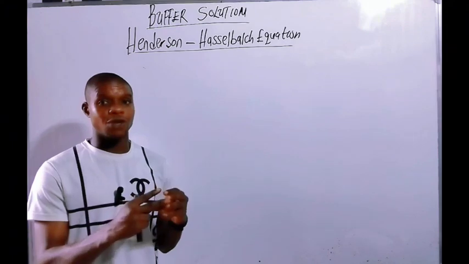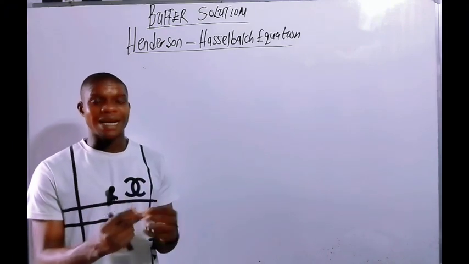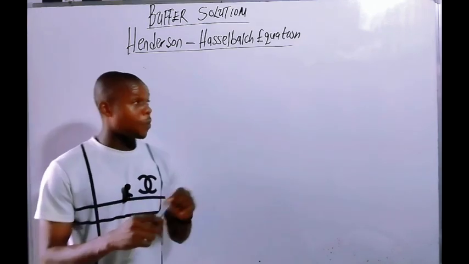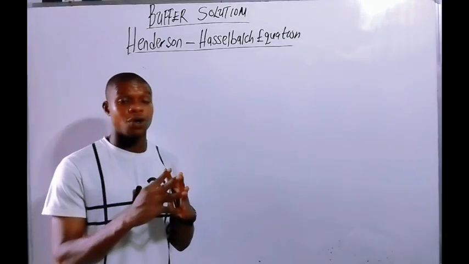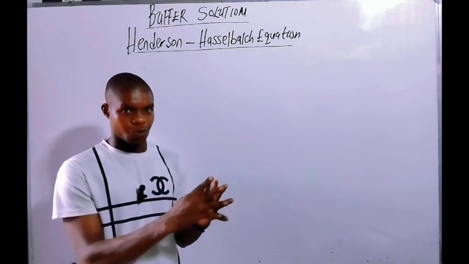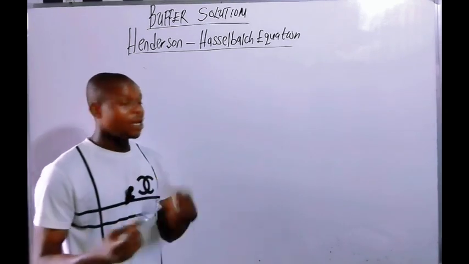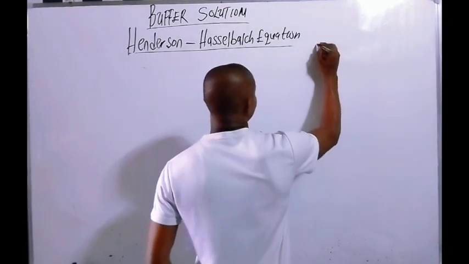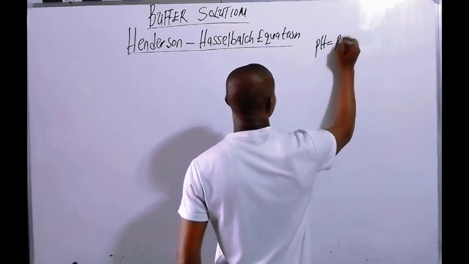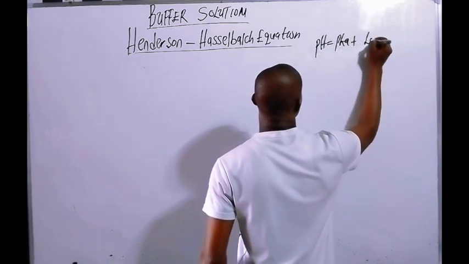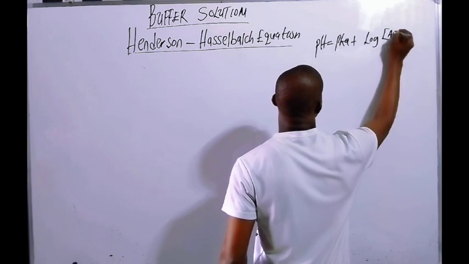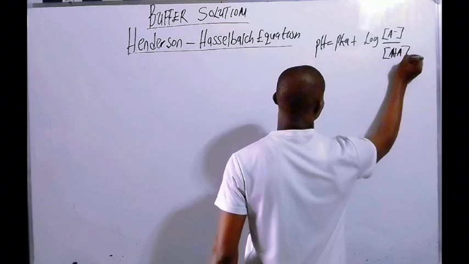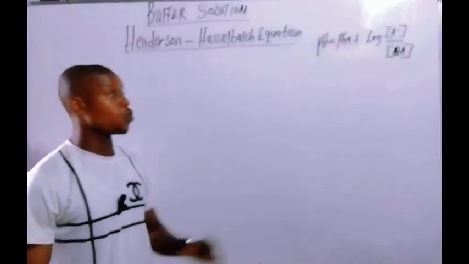When we talk about a buffer solution, we talk about a solution that can resist change in pH when a small amount of acid or base is added to it. I'm going to create a complete video on the calculation aspect of buffer solutions, but first we look at the Henderson-Hasselbalch equation. It is pH equals pKa plus log of the concentration of the conjugate salt over the concentration of the acid. So this is the equation we want to derive.